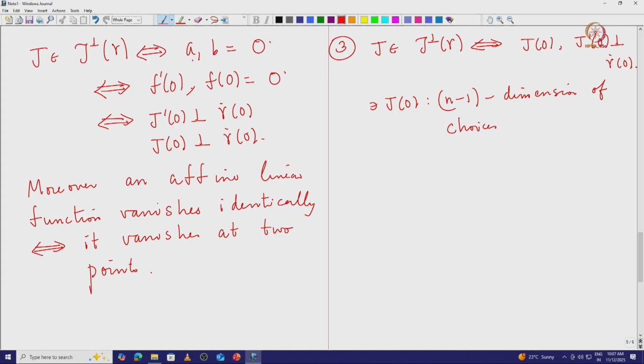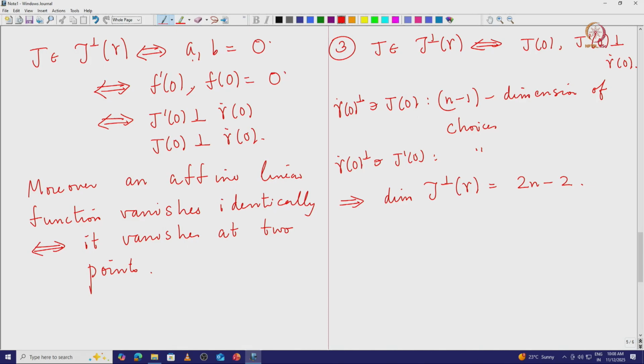Since J of 0 has to belong to the orthogonal complement of the velocity vector in the tangent space, but the same is true for J prime of 0, that means you have n minus 1 plus n minus 1 dimensions worth of choices. So this means that the dimension of the space of normal Jacobi fields is 2n minus 2. Alright, so that completes the proof of this.